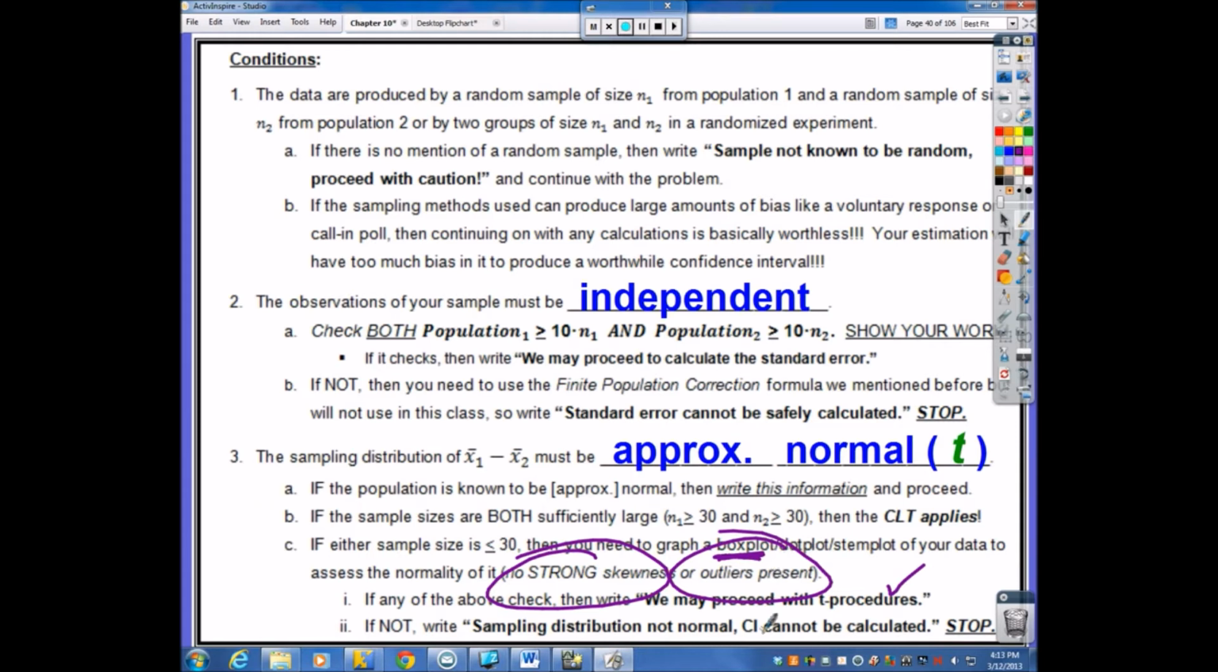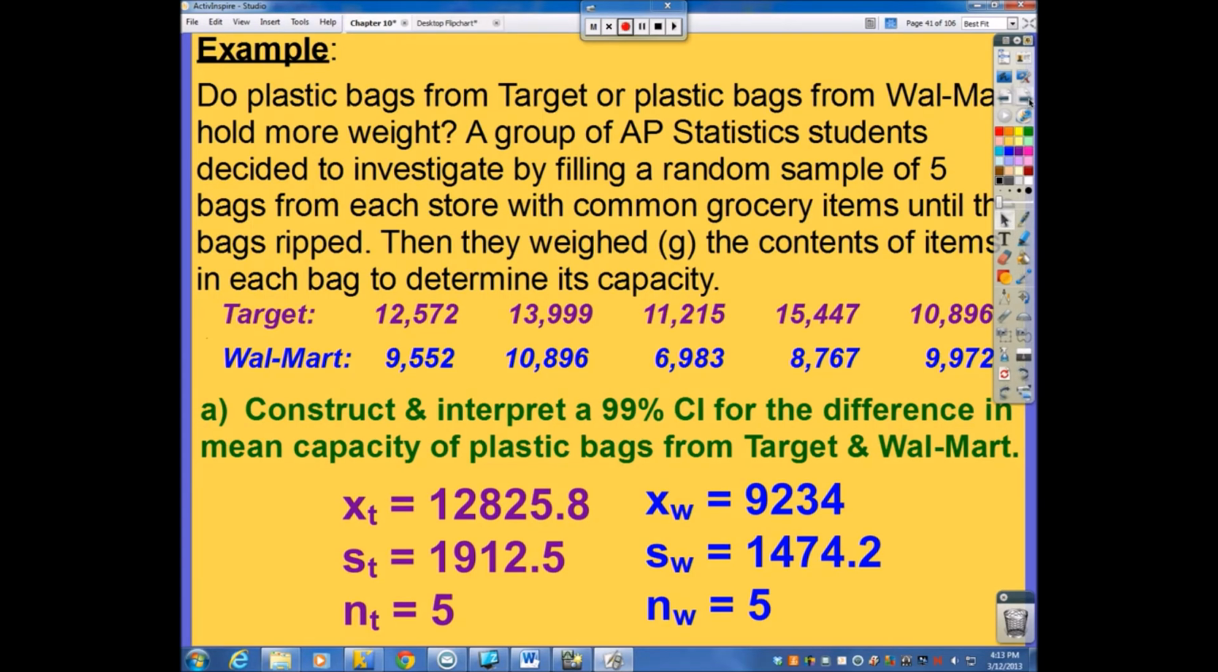If we do see one of those things, we say the sampling distribution is not normal or not t, therefore you cannot proceed with the confidence interval.